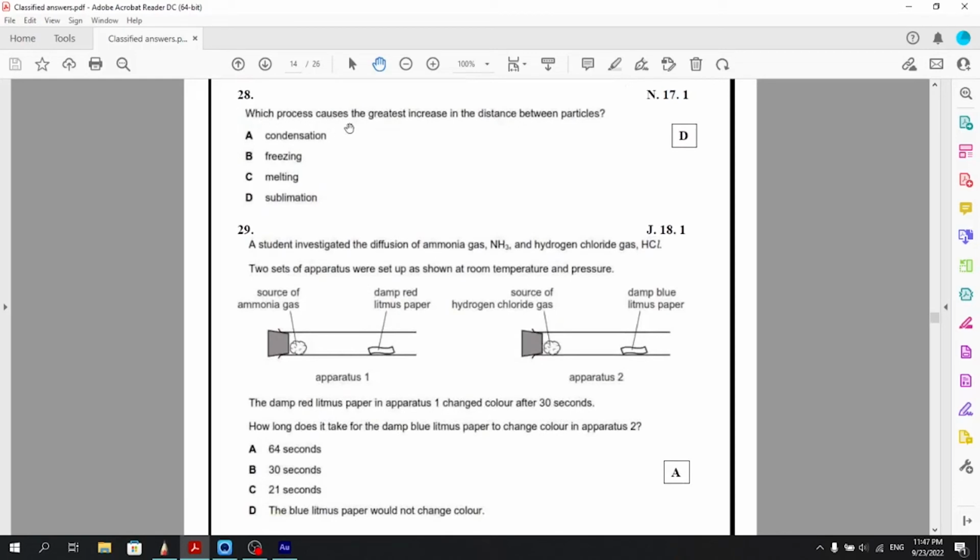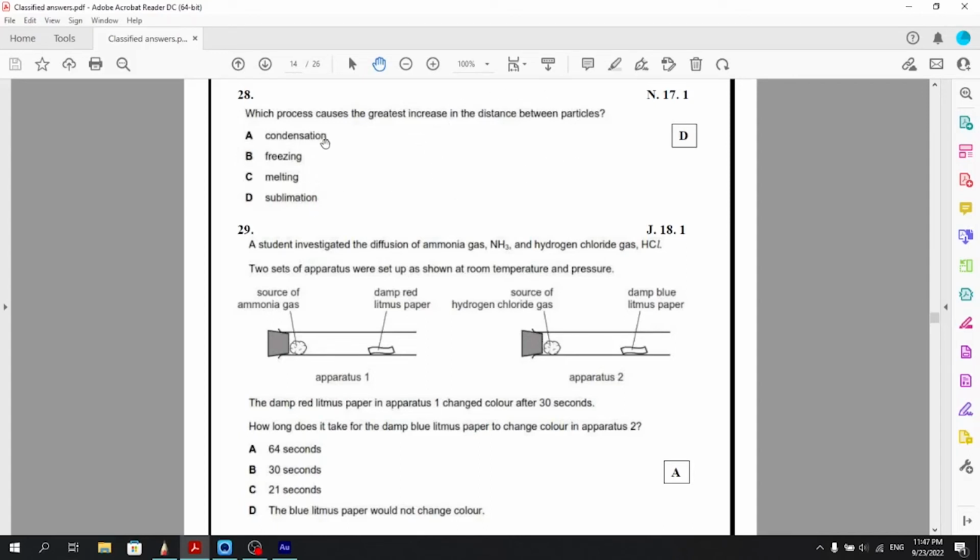Which process causes the greatest increase in the distance between particles? The greatest increase in the distance between particles happens when we turn a substance into a gas, either turning a liquid into a gas by boiling, or maybe turning a solid to a gas directly by sublimation.